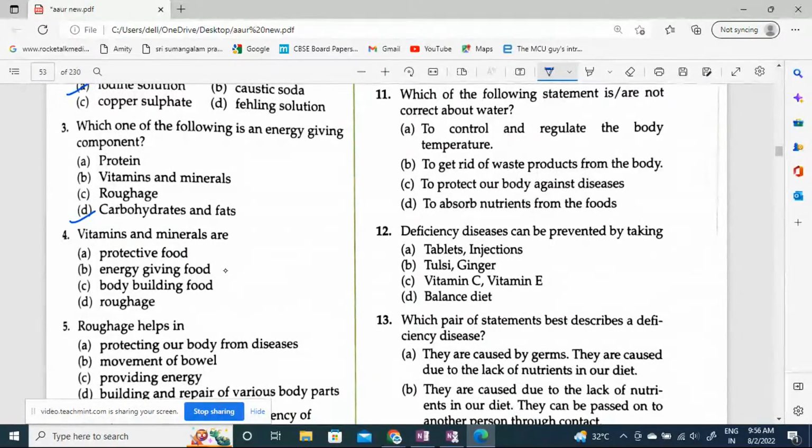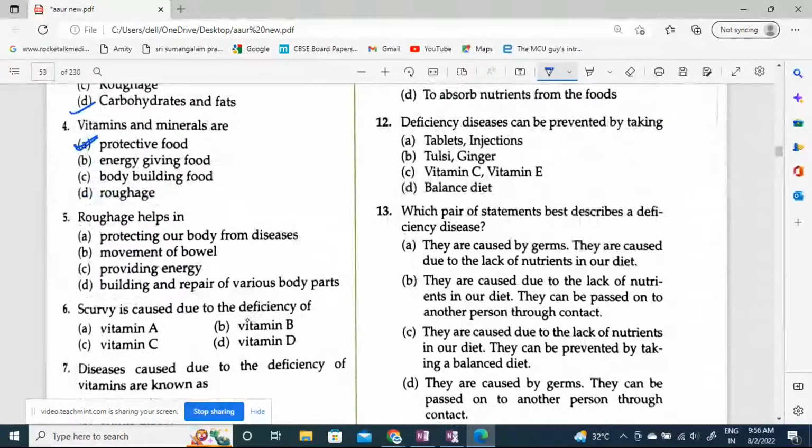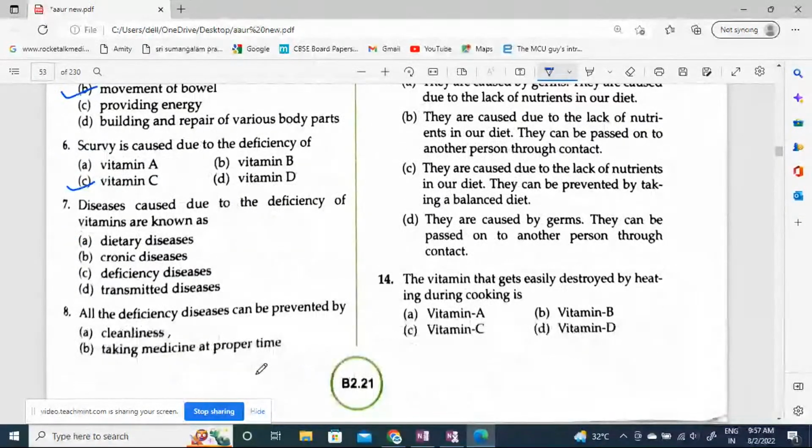No, I was talking about the next question. Protective. Yeah, protective. I said that. Roughage helps in movement of bowel. Scurvy is caused due to deficiency of vitamin C. Bleeding gums. All pirates used to have this earlier. They used to have very little vitamin C. And the pirates used to get, oh god, my tooth is so bleeding and everything.